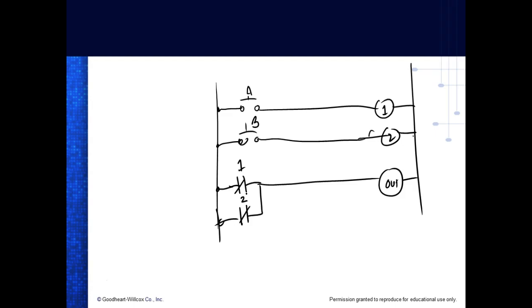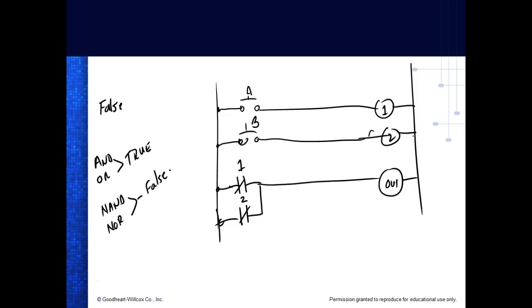So when I press that button A, is the output going to be true? Is it going to be on or off? On NANDs and NORs, we're looking for what's going to make the rung false. For ANDs and ORs, we're looking for what makes the rung true. So if my output energizes, we say the rung is true.